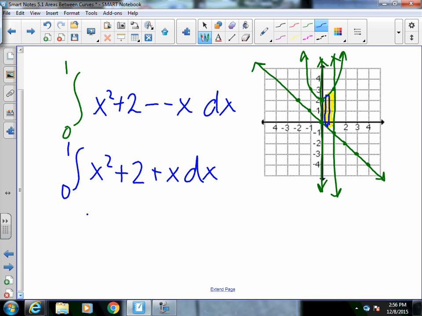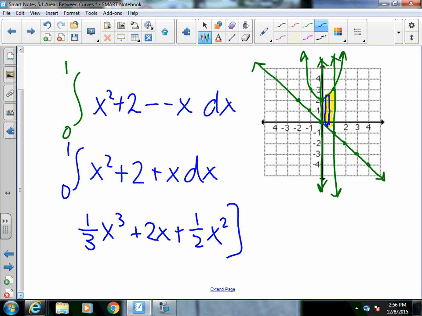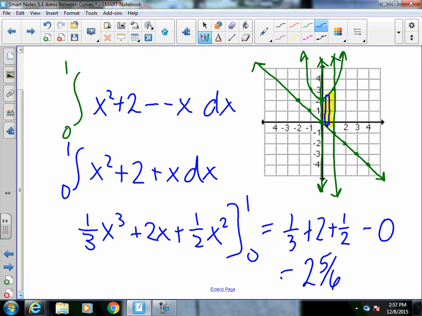We have to antiderive: 1/3 x cubed plus 2x plus 1/2 x squared from 0 to 1. And when we plug all of these in, plug in a 1, we get 1/3 plus 2 plus 1/2, minus 0, because 0 plugged into that will give us a 0, and we end up with 2 and 5/6. That's our answer.